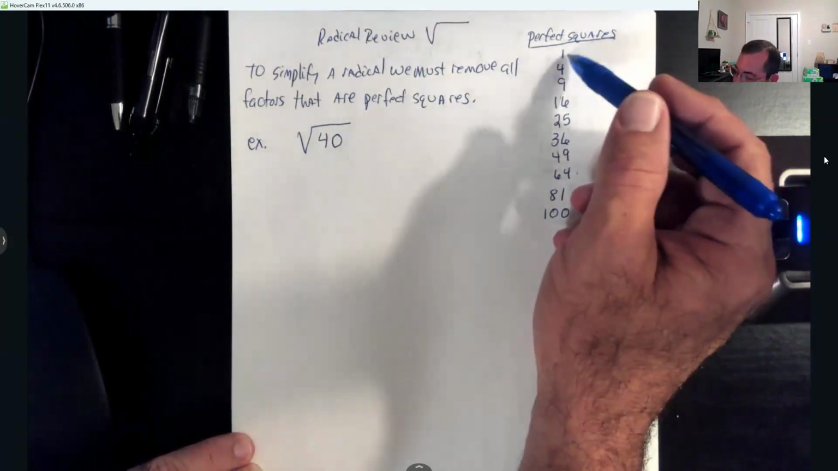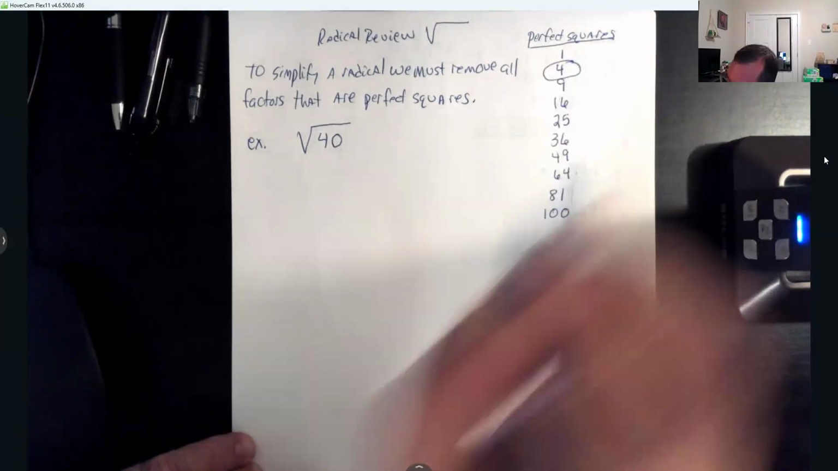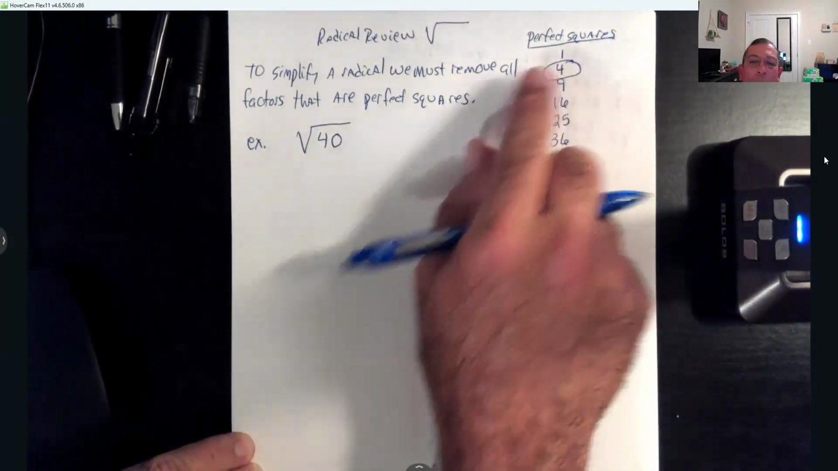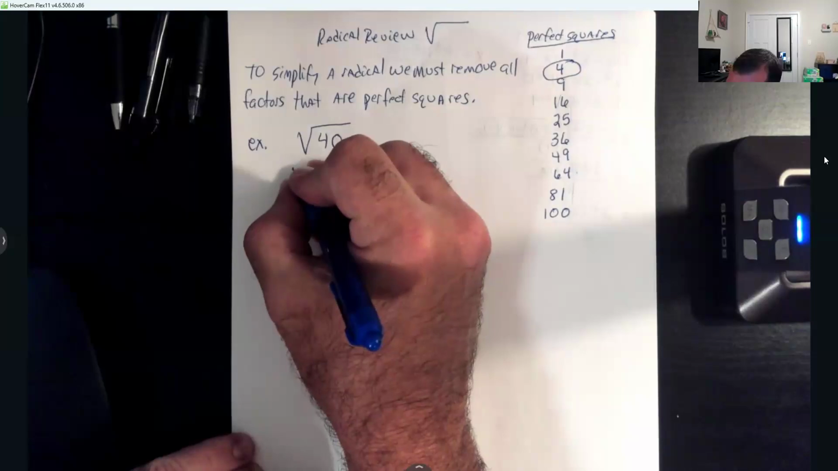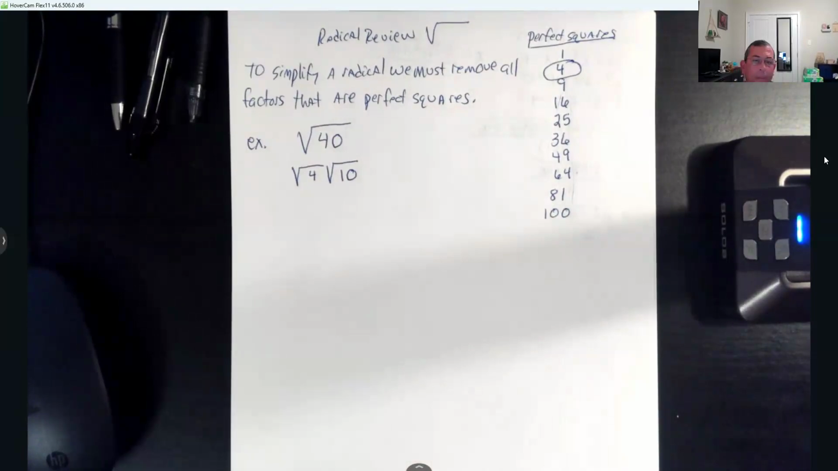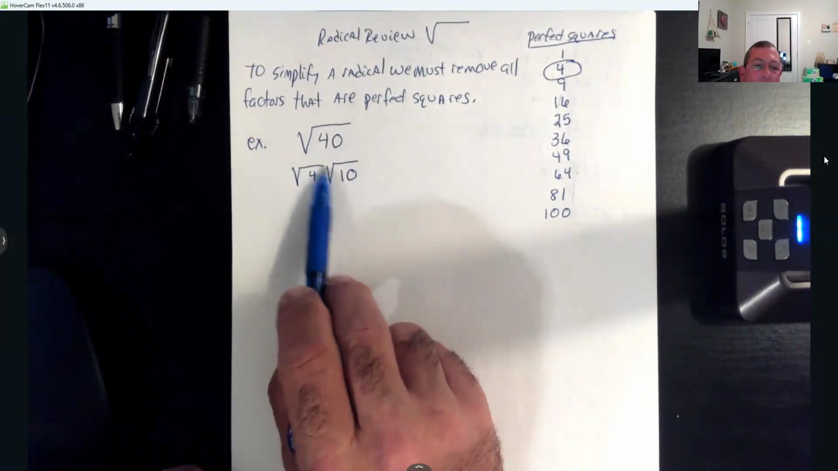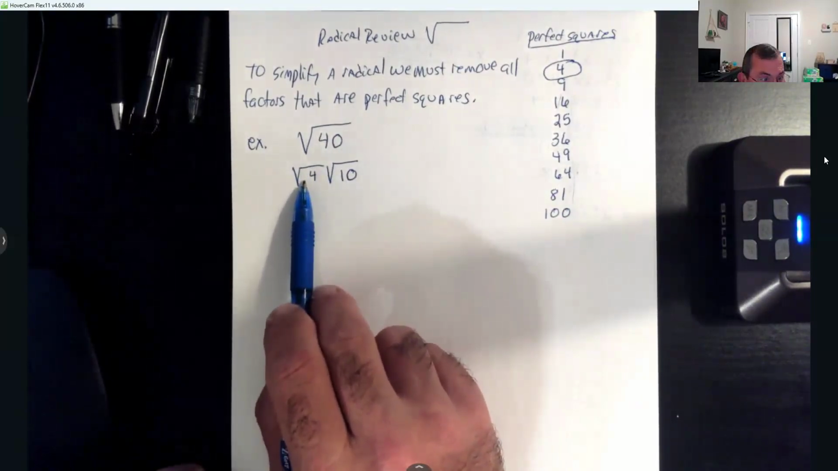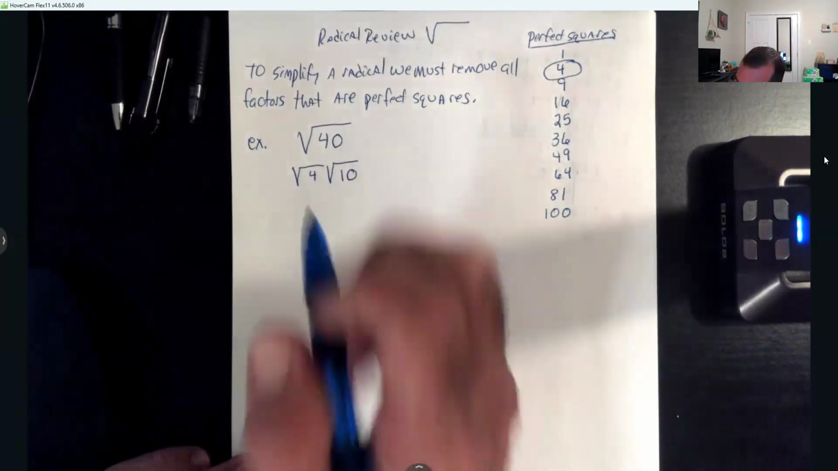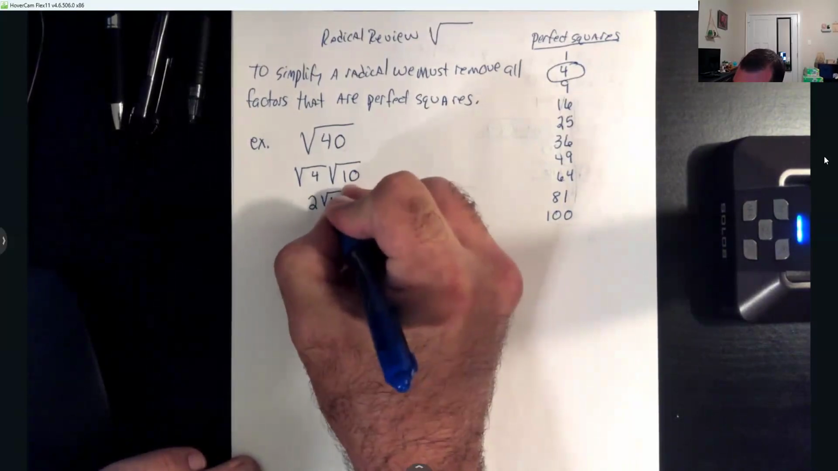Look at these. Do any of these numbers multiply to get me a 40? 4, perfect. Because y'all, 4 is a perfect square. So since 4 is a factor of 40, I would write this as a 4 times 10. Now, the reason we did that, we can now take the square root of 4. Square root of 4 is 2. So this simplifies to a 2 times square root of 10.